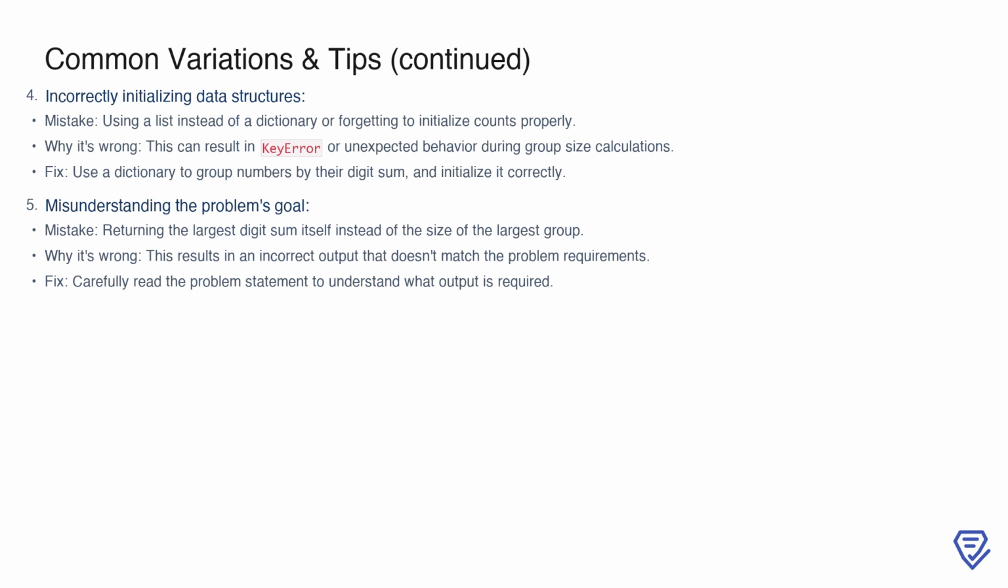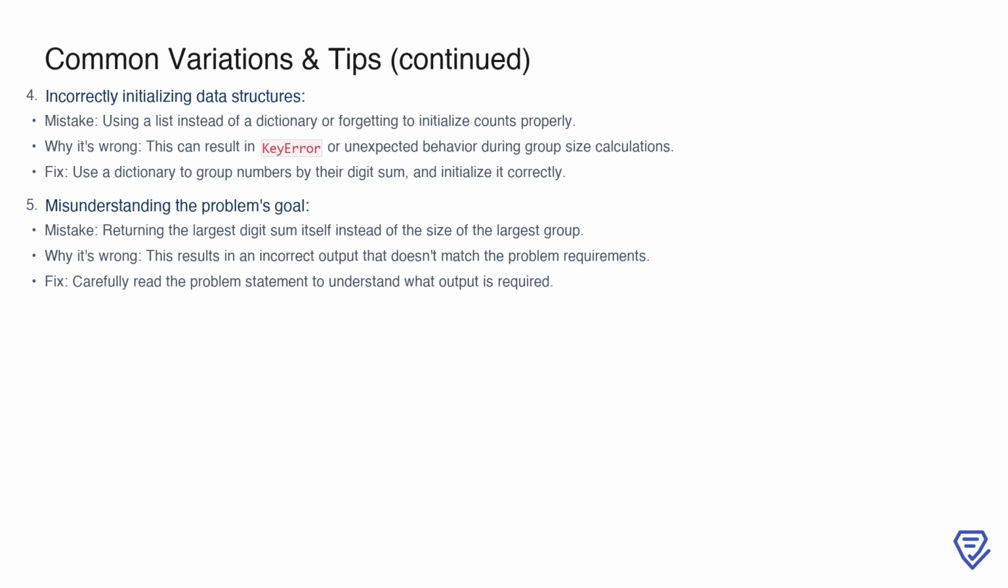Another common issue is incorrectly initializing data structures. For example, using a list instead of a dictionary or failing to properly initialize counts can lead to unexpected behavior, such as a key error when accessing non-existent keys. To avoid this, use a dictionary to group numbers by their digit sums and ensure it is initialized correctly.